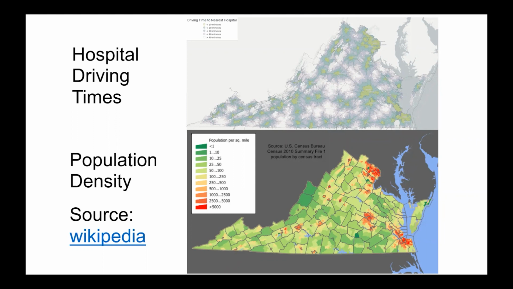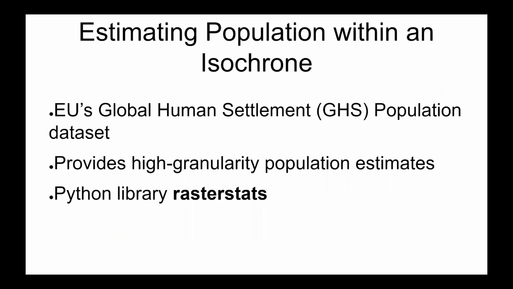So for this project, I realized that it was important to account for population density if I wanted to get a more accurate picture. To do this, I used the EU's Global Human Settlement population dataset. And this is a dataset that provides estimates of population across the entire world at 100-meter resolution. Then I could use the Python library rasterstats to estimate the total population within an arbitrary polygon. In this case, each isochrone contour.